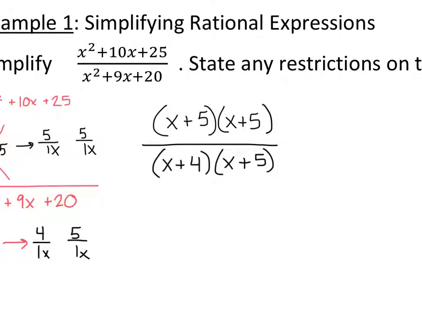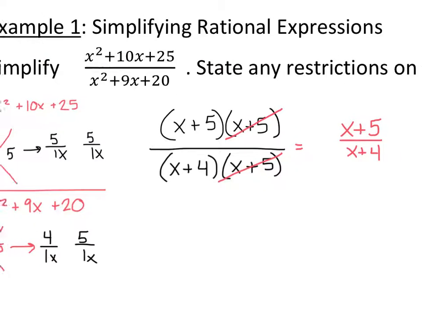So let's simplify now. We have two factors on the top and two factors on the bottom. Do any of them match? Yes, we can cancel one of the x plus 5's on the top with the x plus 5 on the bottom. So our simplified form is x plus 5 over x plus 4. So we did this. We simplified.